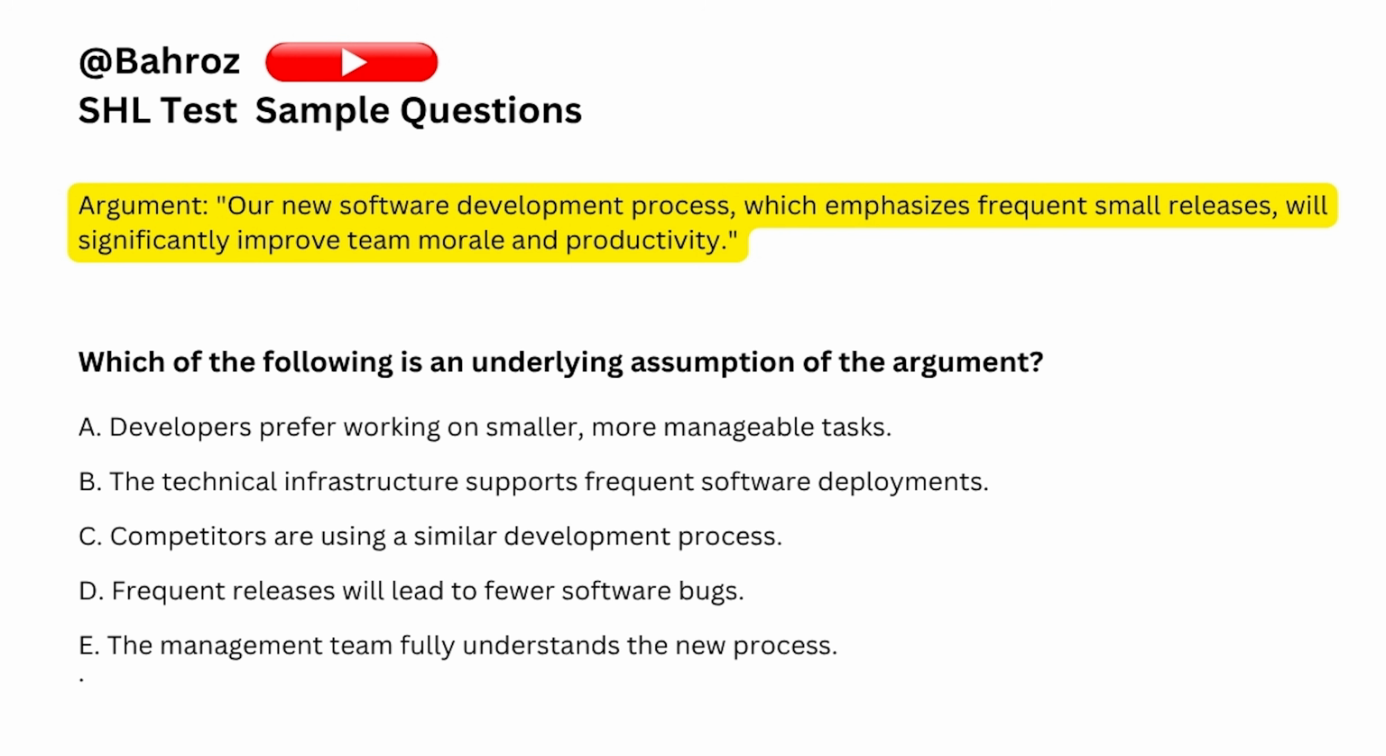Now let's go through the options. Option A, developers might like other benefits, not just smaller tasks. Option B, without infrastructure for frequent deployments, the process can't happen, so this is assumed. Option C, competitors don't matter. Option D, bug reduction isn't mentioned.